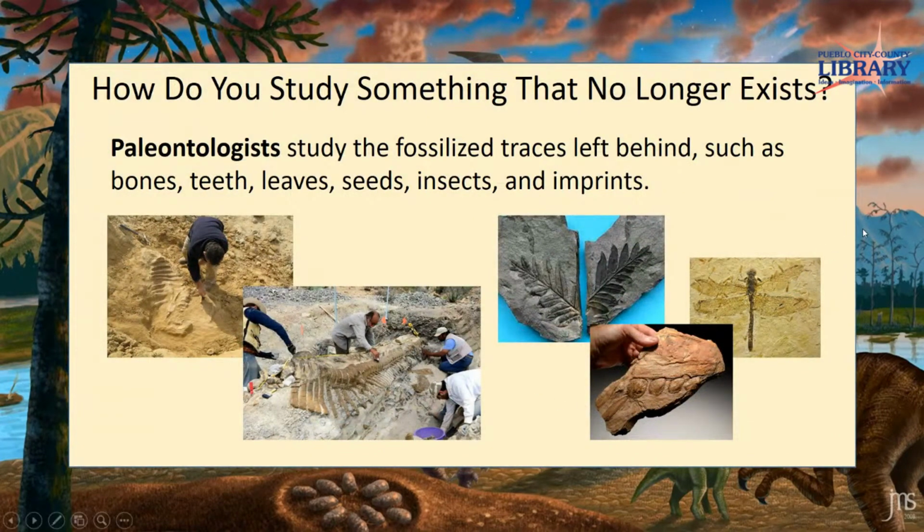Well, paleontologists study the fossilized traces that are left behind, such as bones, like we see down here, leaves and seeds left behind by plants, insects get fossilized as well, and imprints from all different kinds of things. So even though these animals and plants and bugs may not be around anymore, their remains, or at least part of their remains, have been preserved so that we can study them.